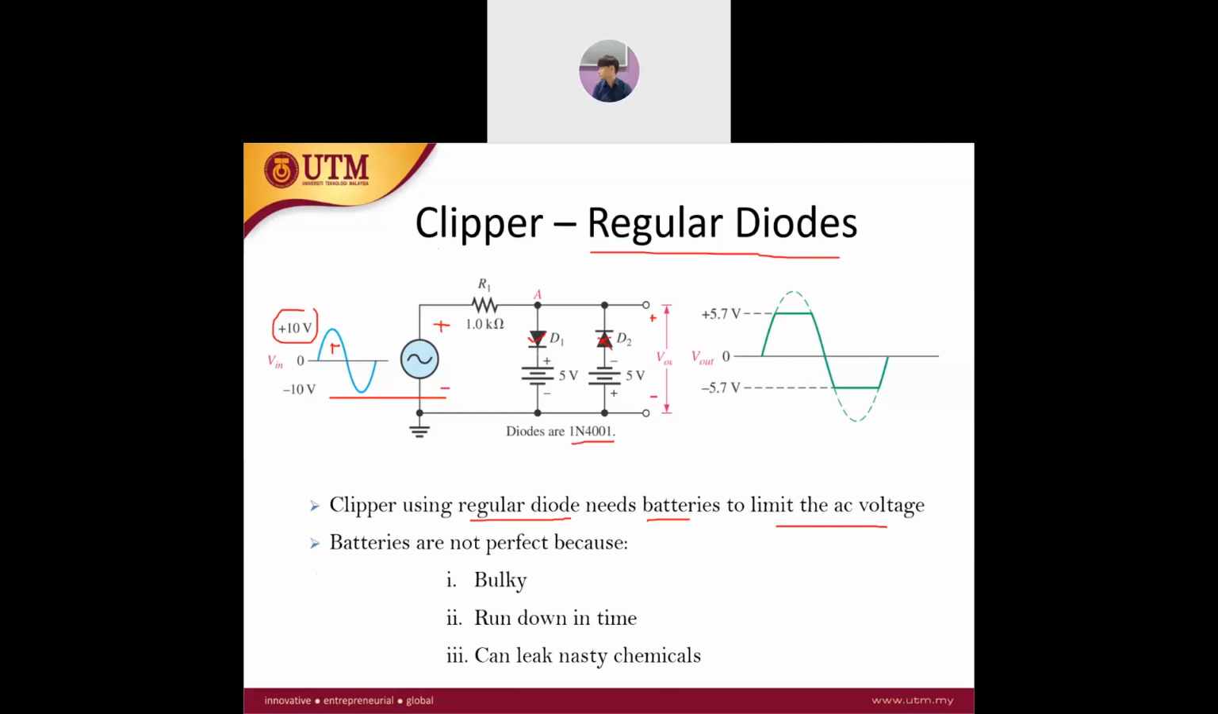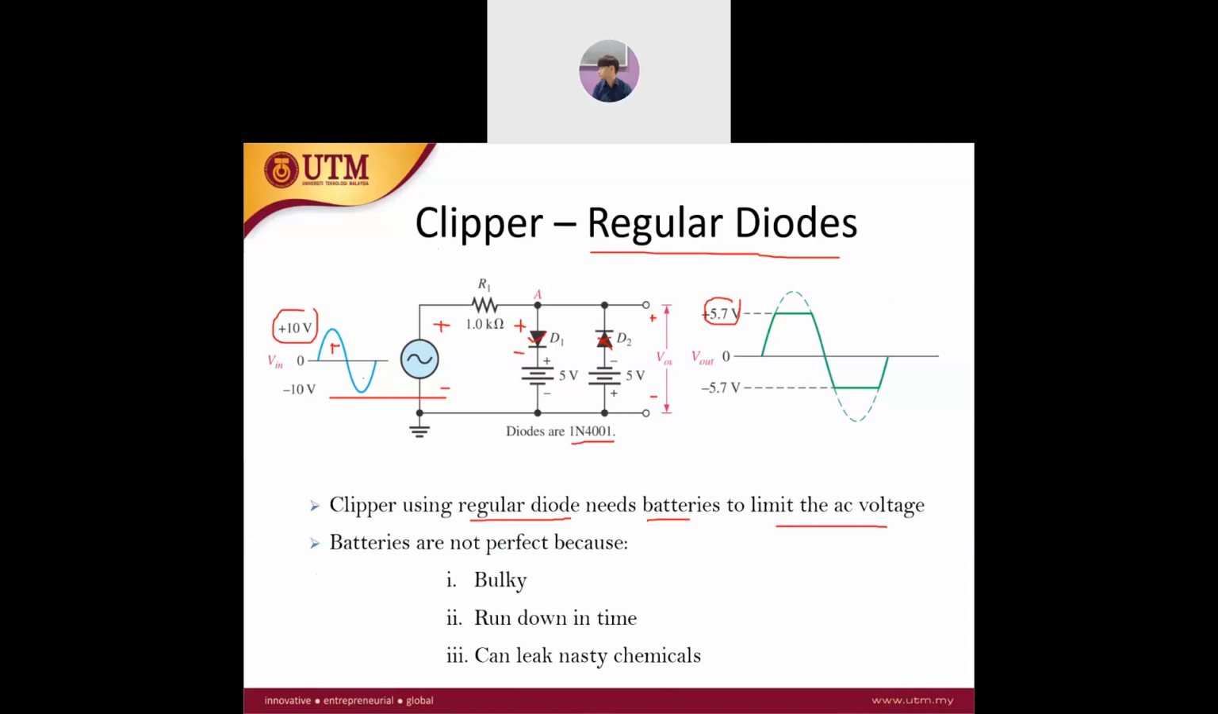So what is the V out taken? We have 5 volts plus the voltage drop of the diode, if it's a practical model. So that's why the V out is actually 5 plus 0.7. That's why you have this number.